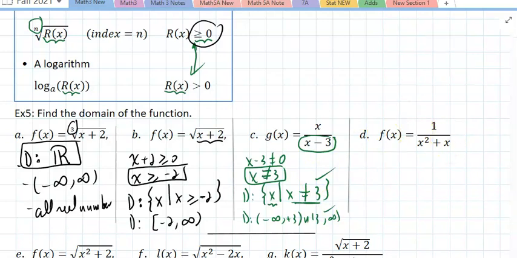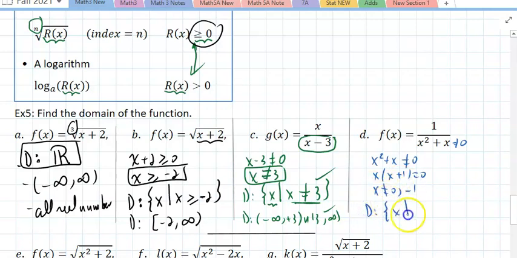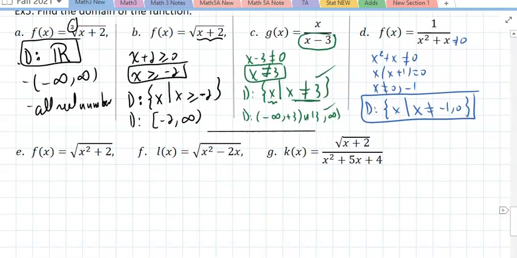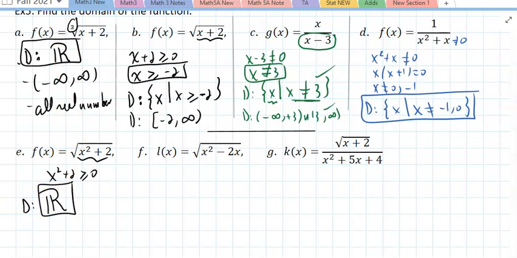Looking at example D, I want to take the denominator and figure out where does x squared plus x not equal 0. I factor. So domain, I would say, choose any value, stay away from -1 and 0. Looking at E, x squared plus 2 bigger than or equal to 0, but x squared plus 2 is always bigger than or equal to 0. Since there's no way of that being negative, which is what I'm trying to avoid, the domain will be all real numbers.